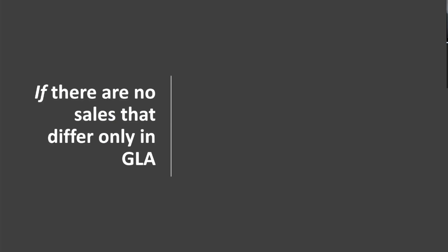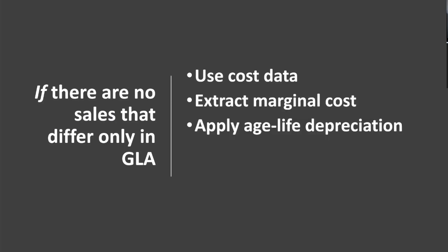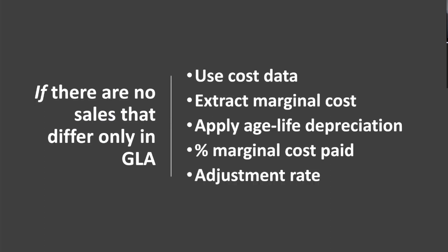So what happens if there are no sales that differ only in GLA? We can use the cost data. We can extract marginal cost. We can apply age life depreciation, and the percent of marginal cost paid is the adjustment.